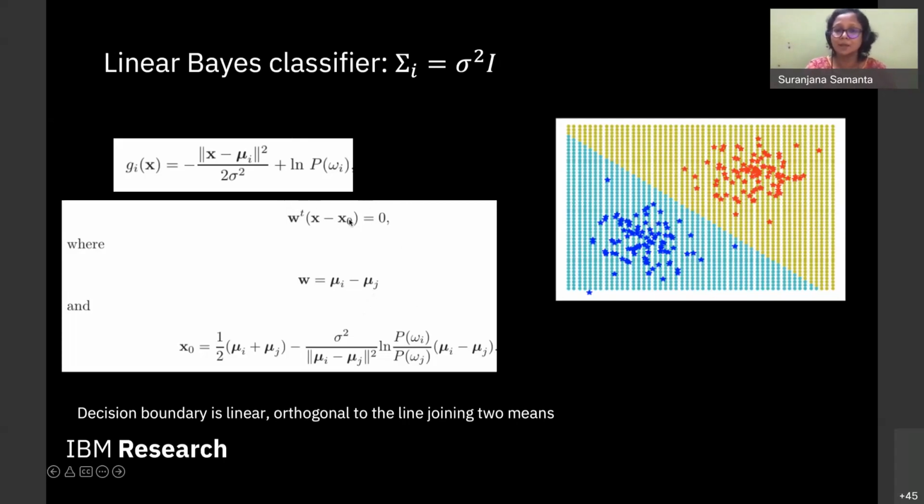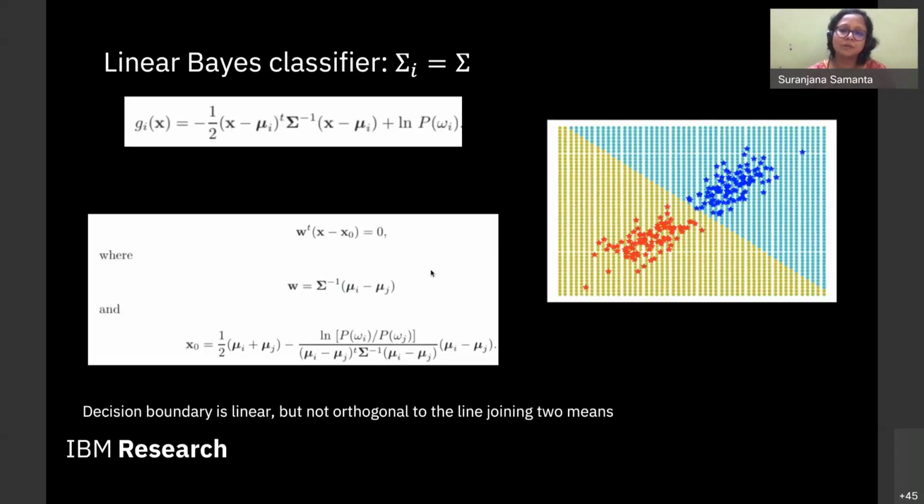Another thing is that it not only becomes linear, but it is also orthogonal to the line joining the two means. Let's say this is our class 1 and class 2, and there is this line joining the two means. This is our decision boundary. It will always be orthogonal and it will pass through the midpoint of these two means. So that is basically what is happening here. It's a very simple classifier with a lot of assumptions, reducing the number of parameters.